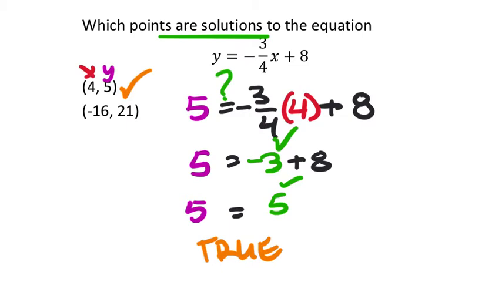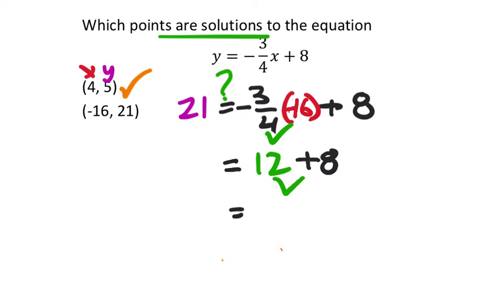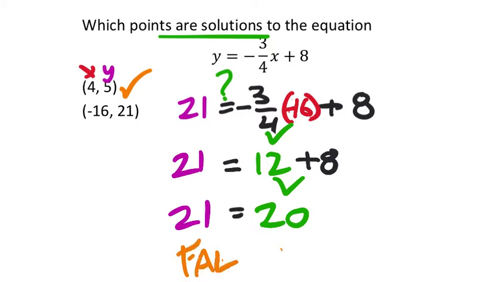Let's get rid of some of this stuff. All right, so this one, x value is negative 16, and the y value is 21. Let's see if this is true. There's my question mark over the equal sign. Negative 3/4 times negative 16 is going to be positive 12, and then plus 8, which I know is 20. Your calculator knows that too if you need it. Then we say 21 equals 20. No, that's false. So this one, I just cross it out.